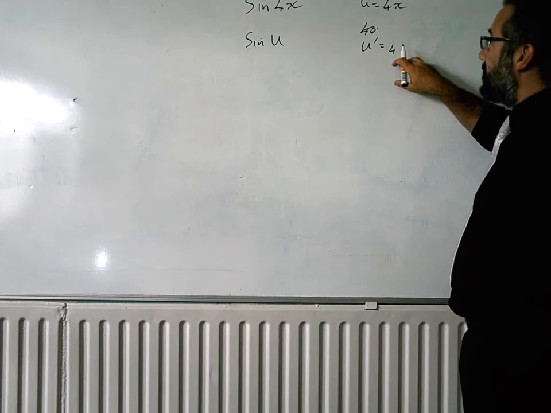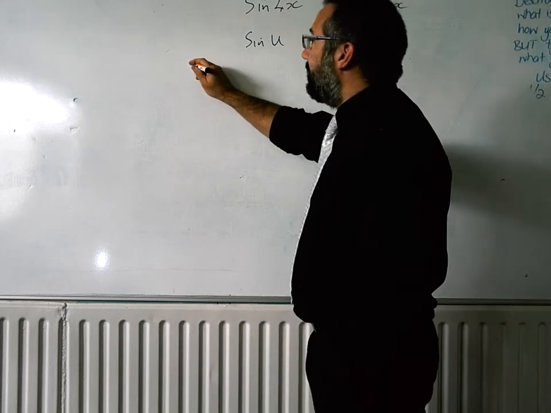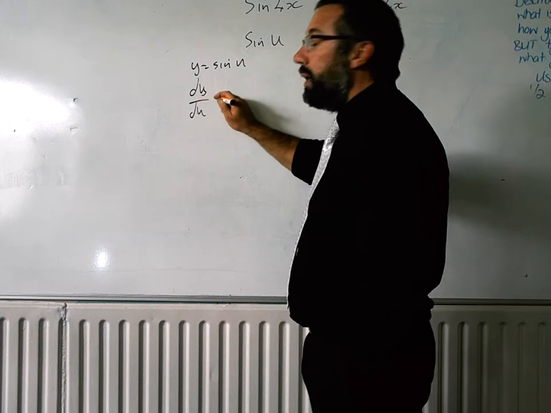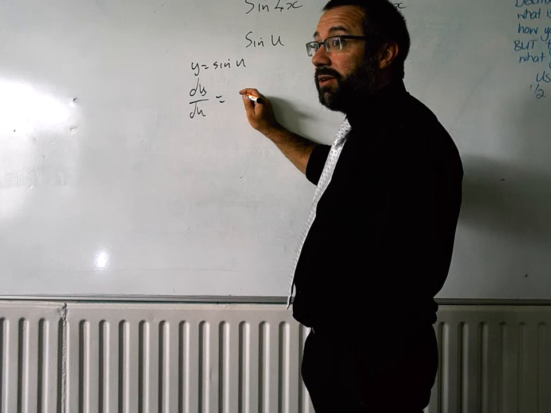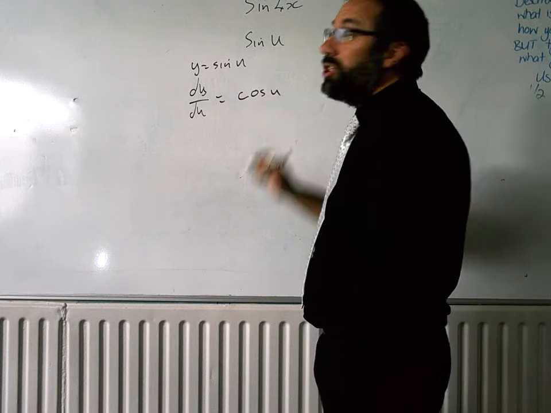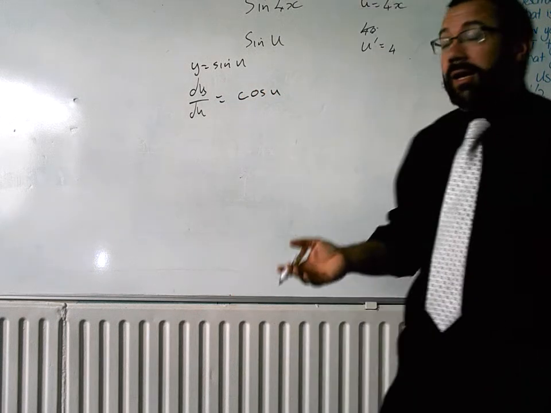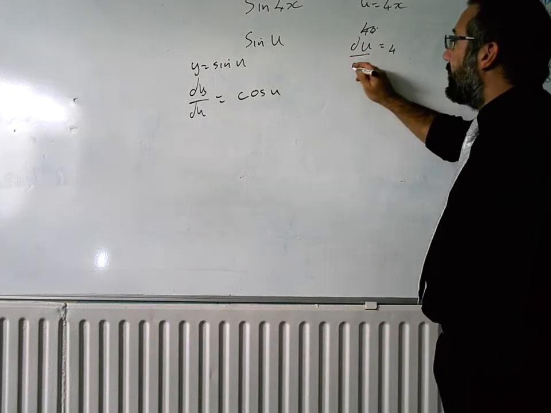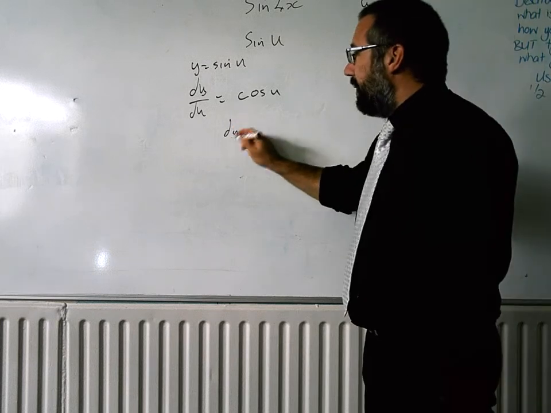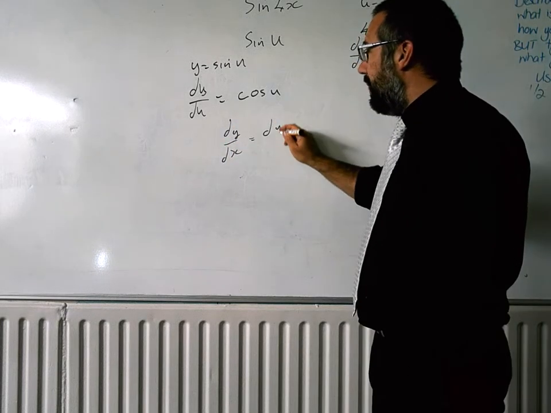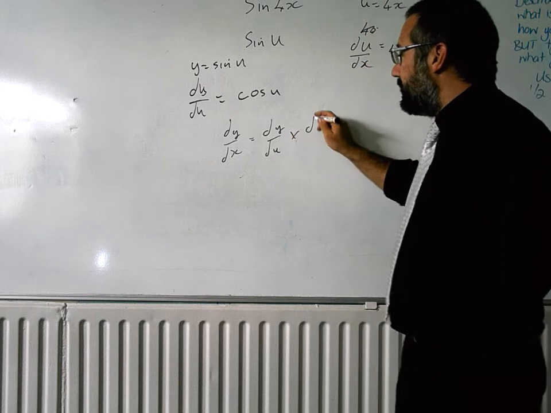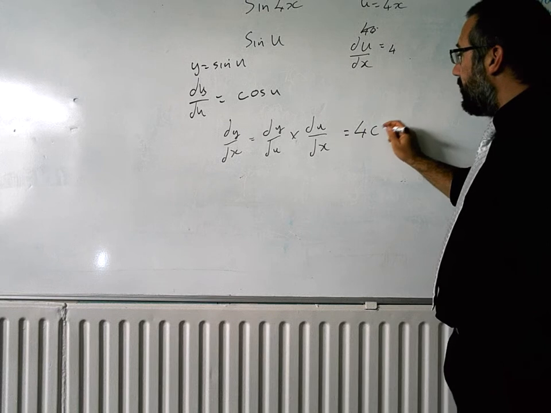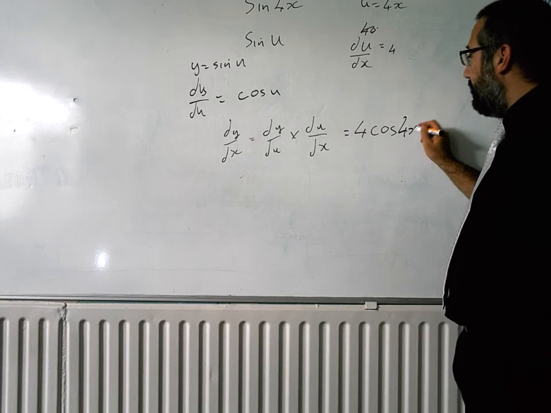So if u dash is 4, and if y equals sine u, then dy by du is it cos or negative cos? It's cos, good, always check that please. And this is obviously not u dash, I shouldn't have written u dash. I should have written du by dx. Therefore dy by dx equals dy by du multiplied by du by dx, which is cos, which becomes 4 cos, and I'm just going to immediately substitute back in 4x.